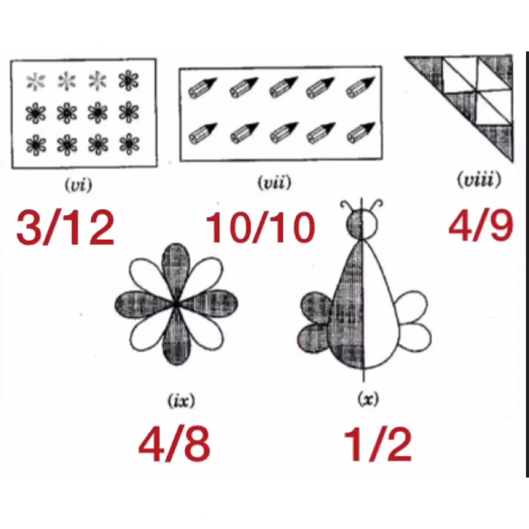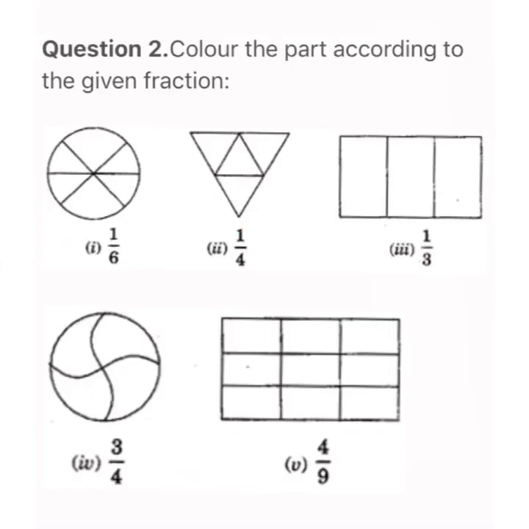Now children, you can see a flower is there and how many petals are there? Yes, 8 petals are there and among these 8 petals 4 are being shaded. So how we will write this in fraction? 4 by 8. Now last one, you can see that the figure is divided into 2 equal parts and one part is shaded. So how we will represent it in fraction? Yes, 1 by 2.